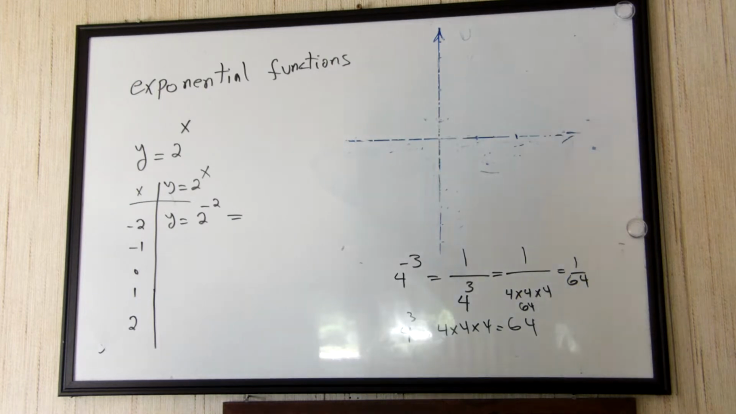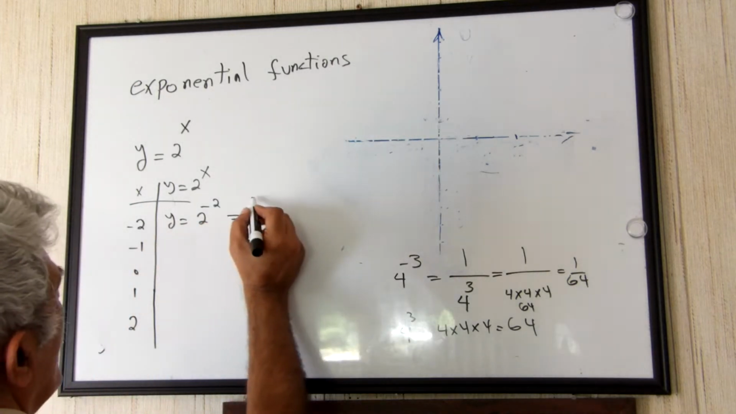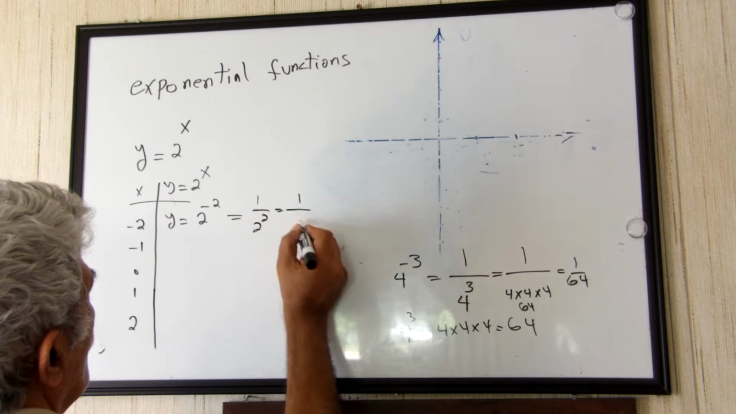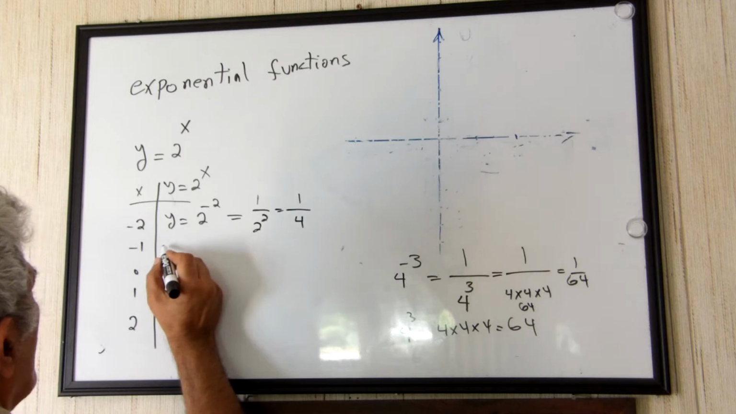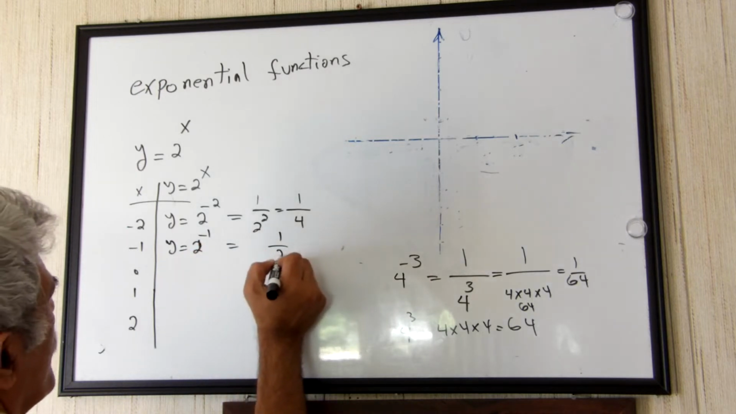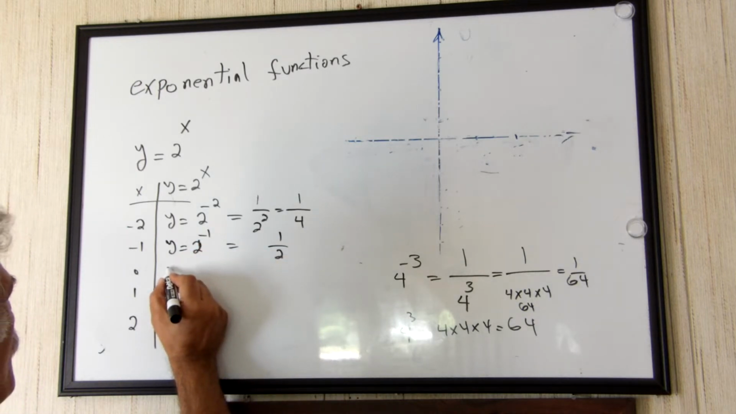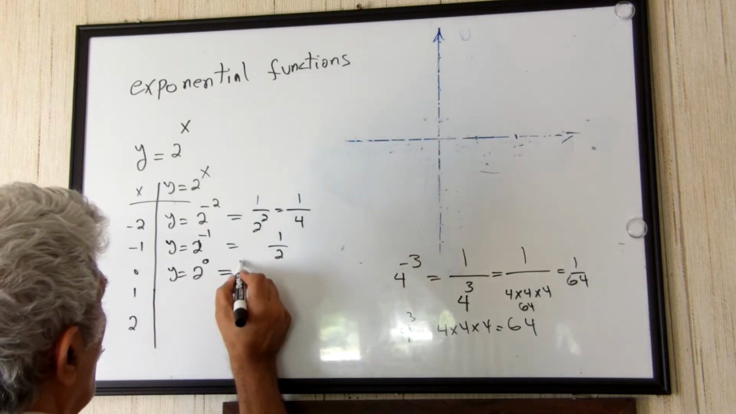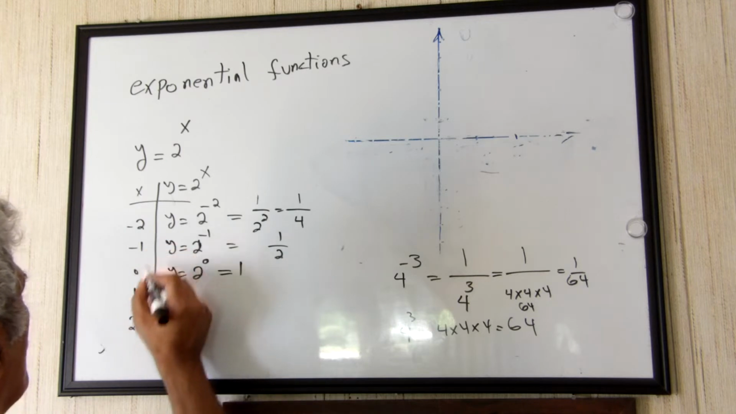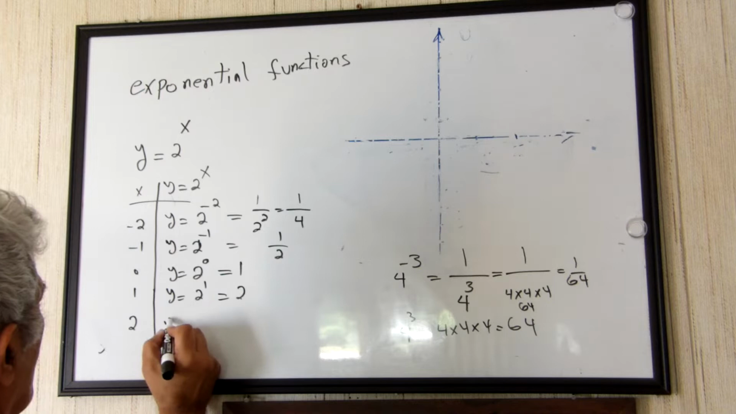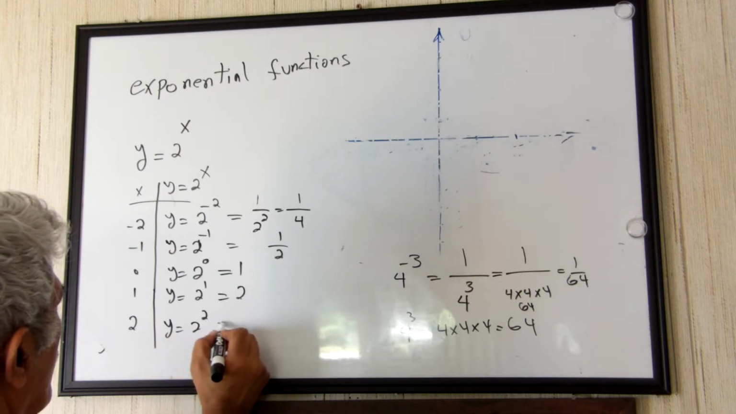So 2 to the power of -2 is 1 over 2 squared, which is 1 over 4. The same thing, 2 to the power of -1 is equal to 1 over 2. If x is 0, 2 to the power of 0 is equal to 1. If x is 1, y is equal to 2 to the power of 1, which is 2. And 2 to the power of 2 is going to be 4.